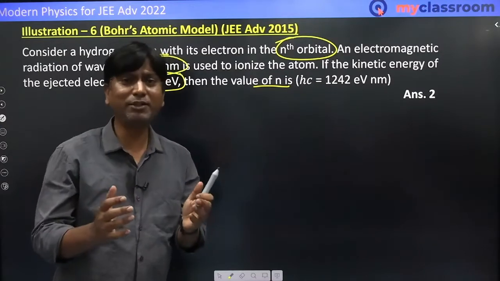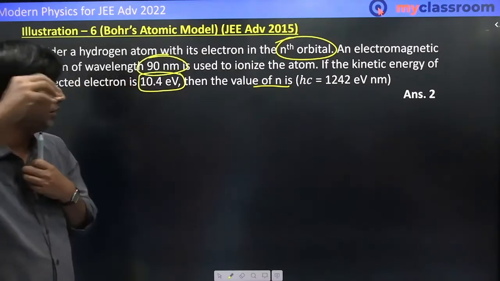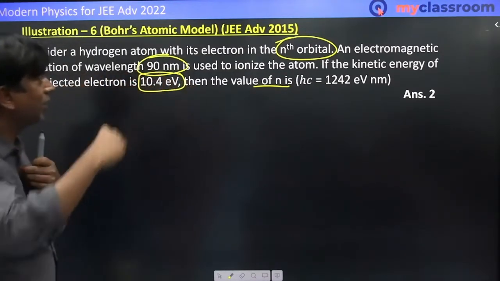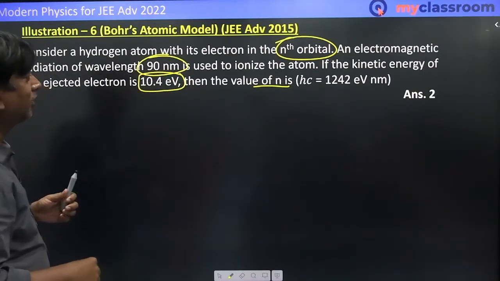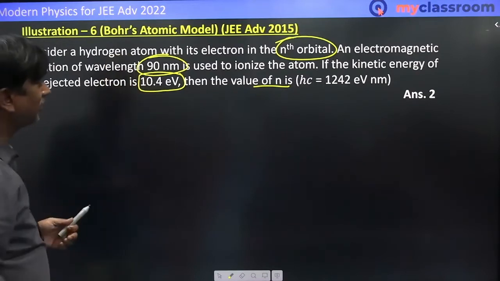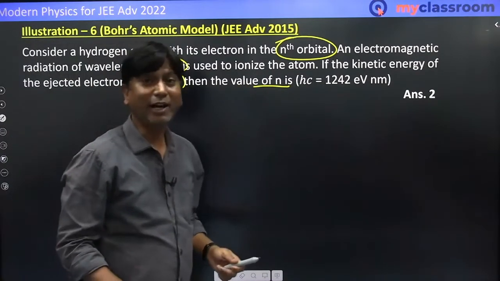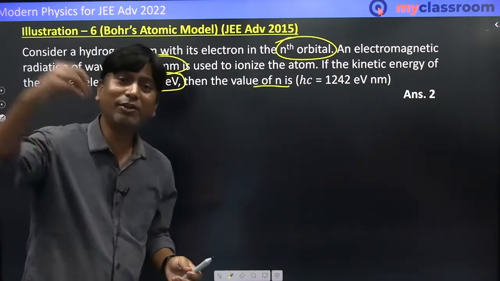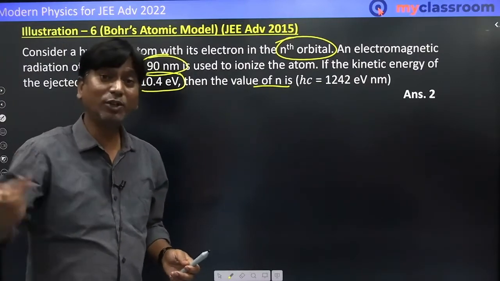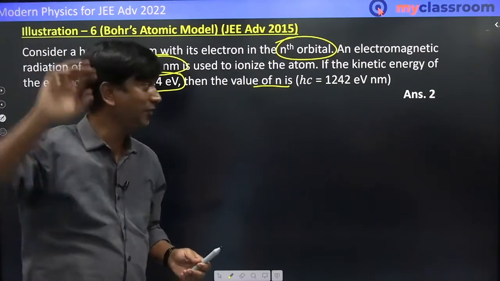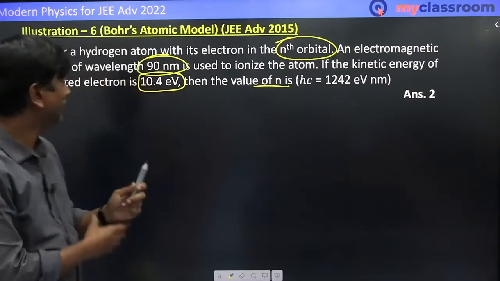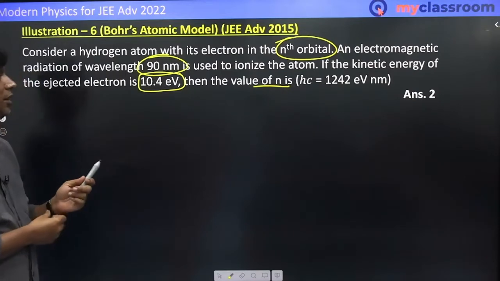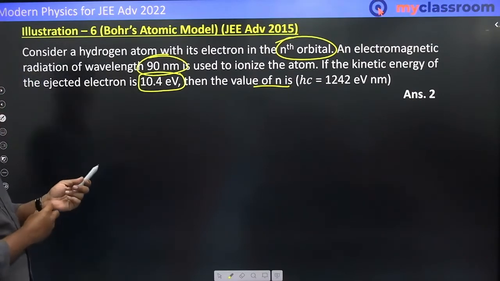So the hydrogen atom is there already. The electron is present in the nth orbit, right? Some electromagnetic radiation is coming and trying to ionize it. Ionizing means you are removing the electron completely to infinity. Even though you are removing it to infinity, it still has energy: the kinetic energy of the ejected electron is 10.4 electron volts.